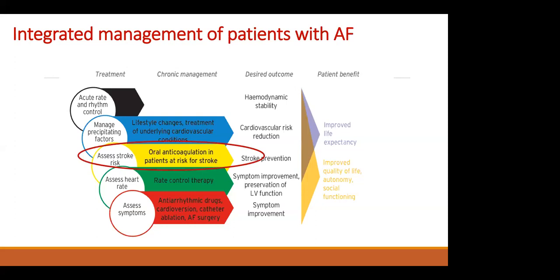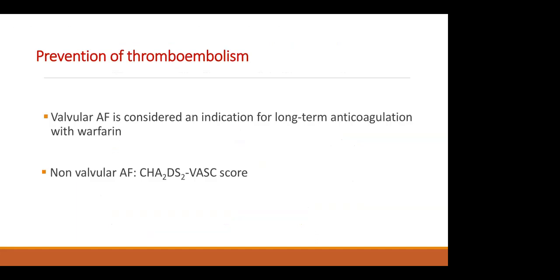Let's start with prevention of thromboembolism: how to assess the risk of thromboembolism in patients with atrial fibrillation. Valvular AF is considered an indication for long-term anticoagulation with warfarin. This is why it's considered a separate entity. Patients with moderate to severe mitral stenosis or a mechanical heart valve need long-term anticoagulation with warfarin, with no place for the new oral anticoagulants in these patients.